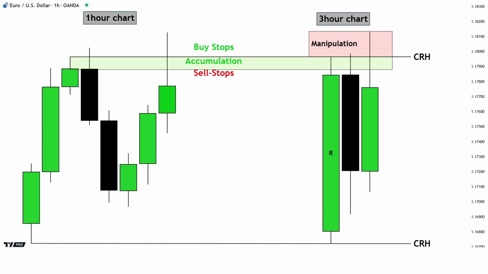Now it's time to find an entry point. But where should we look? The primary focus should be on the manipulation phase of the same chart to identify a potential entry. If no clear entry is found, the next priority is to analyze the one time frame lower. We can continue examining lower time frames until we identify an order block to enter the trade.